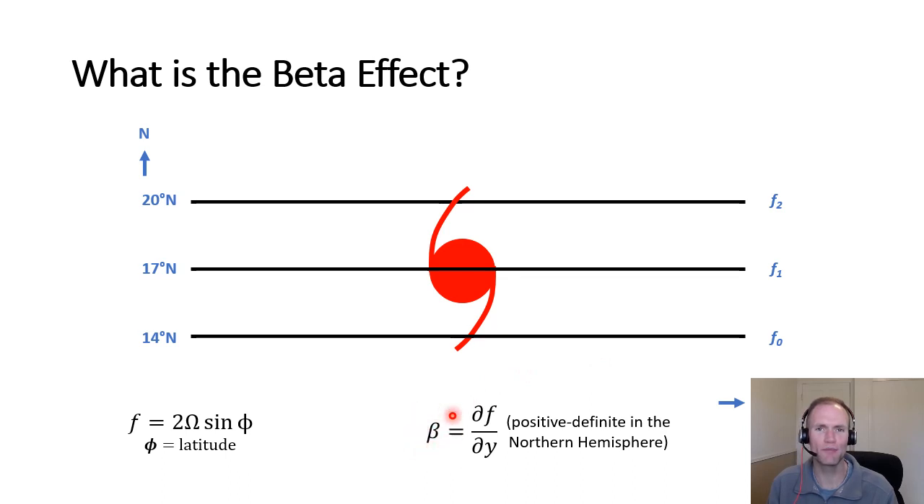We define this concept of beta as the meridional variation, the north-south variation in the value of the Coriolis parameter in the y direction here. So as you go along the positive y-axis from south to north, because latitude increases, the value of f also gets larger. So we can define these latitudes as having Coriolis parameter values of f0, f1, and f2 that we see here. Because f2 is greater than f1 is greater than f0, beta is always positive in the northern hemisphere. You can think about whether this would be true in the southern hemisphere, but I'll leave that as a thought exercise for you to consider.